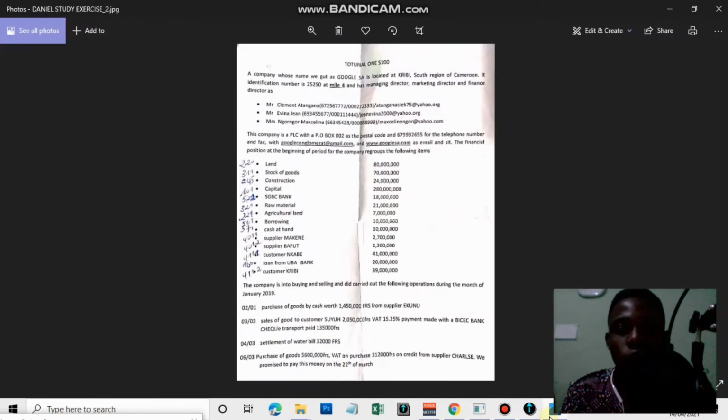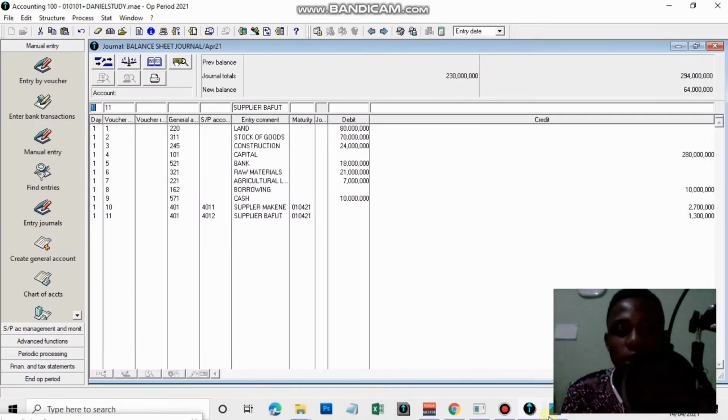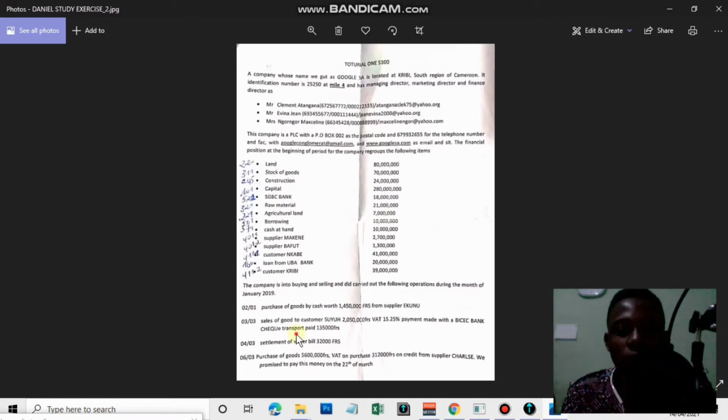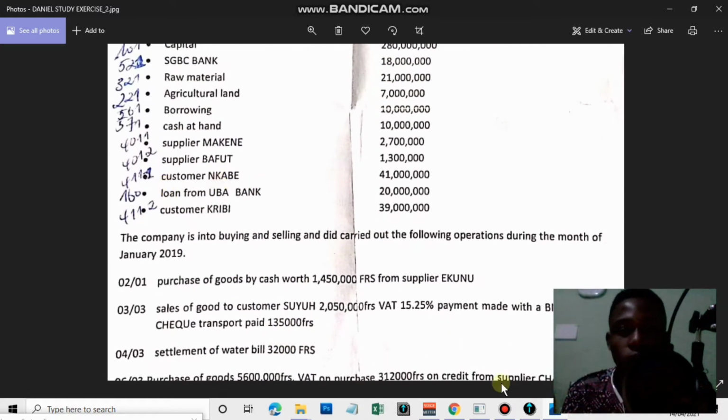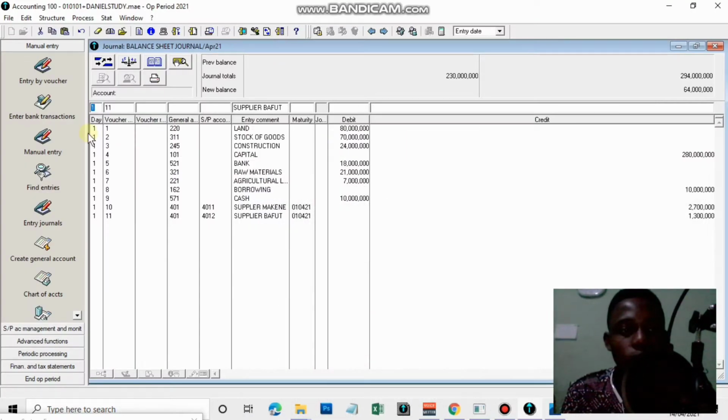That's the exact way we're going to record customers. Let's say customer Kabi, 411. We come here first. The general account is 411. After you press the tab key, it's going to show you 4111, because Kabi was the first customer. So I press the tab key and change the name here to customer Kabi.